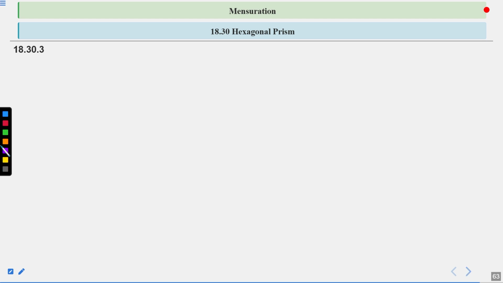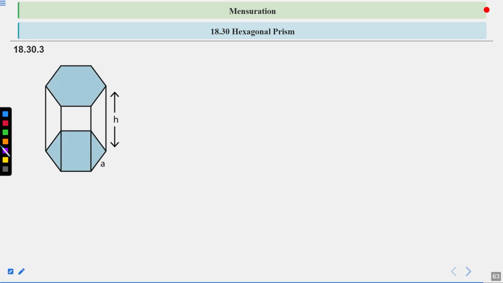Next, in the hexagonal prism, 18.30.3. Now this is the diagram. The total surface area is 6ah plus 3 root 3 a square. So we get the total surface area of the hexagonal prism.